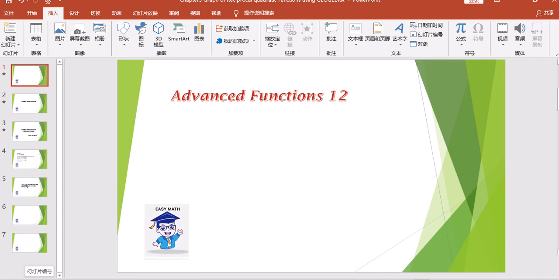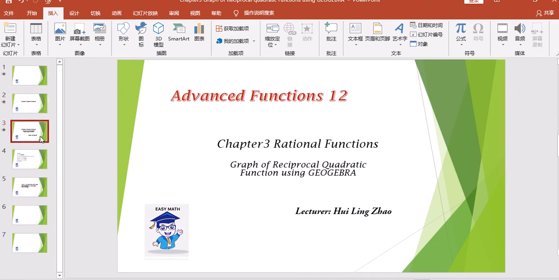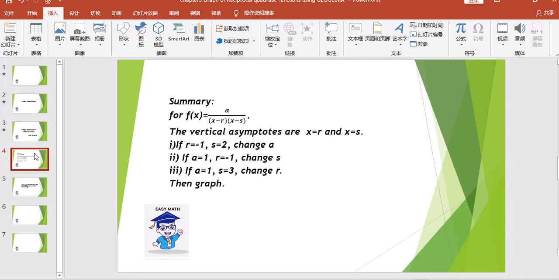Today we're talking about rational functions. The topic is the graph of the reciprocal quadratic function using GeoGebra. For the function f(x) equals a over (x minus r)(x minus s), the vertical asymptotes are x equals r and x equals s.